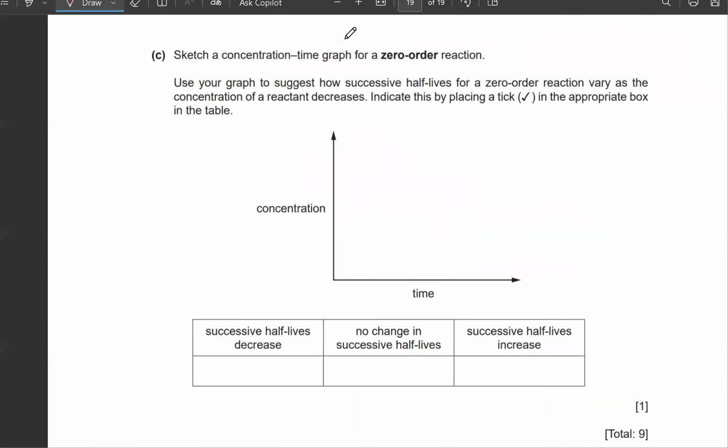Sketch a concentration time graph for a zero order reaction. Use a graph to suggest how successive half-lives for a zero order reaction vary as the concentration. So a zero order reaction, the reaction will simply not slow down. So it's just going to be a straight line. The gradient will not change. Is that clear? Yes. And the successive half-lives, they would decrease. The first half-life would be the biggest one. Second time, it's going to be really small. Third one is going to be even smaller. So every time, the half-lives will decrease.